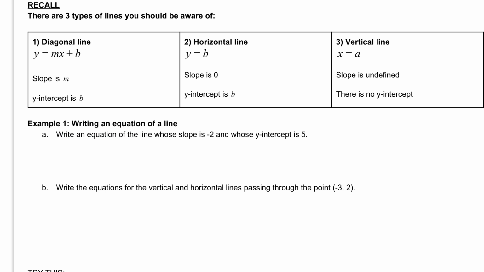In example 1, we're going to write a line given the slope and the y-intercept. So letter A says, write an equation of the line whose slope is -2 and whose y-intercept is 5. So basically what we know is if we know slope, we know m is equal to -2. And if we know the y-intercept, we know b is equal to 5. And so then if we take a look up here, y equals mx plus b, all we have to do is replace m with -2 and replace the b with 5. And we get our answer that y equals -2 times x plus 5.